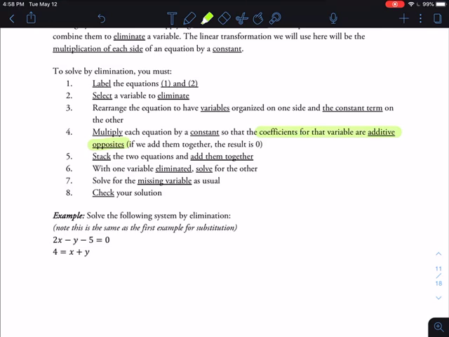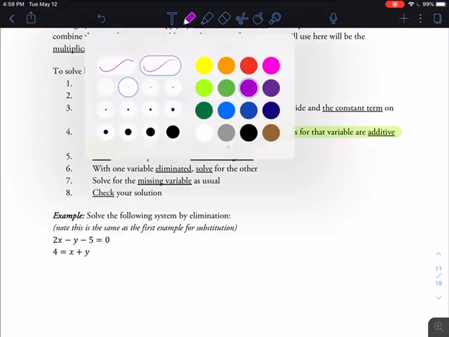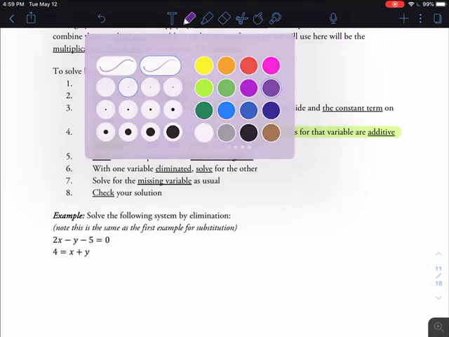Okay, once we do that, we're going to stack the two equations together and then add them. And I'll show you how to do that, of course, and then that'll help us to solve for one variable, which in turn we'll be able to use to solve for the other. Okay, so like I'm saying, don't worry if that doesn't make sense. Let's do an example. Okay, let's choose that purple.